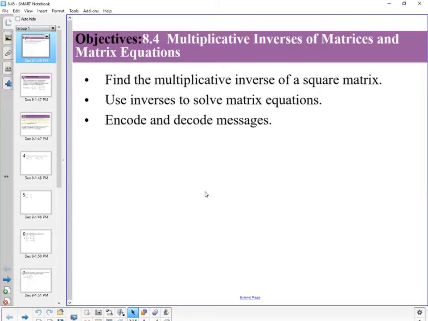Finding the multiplicative inverse of a square matrix, and then using the inverse to solve equations.